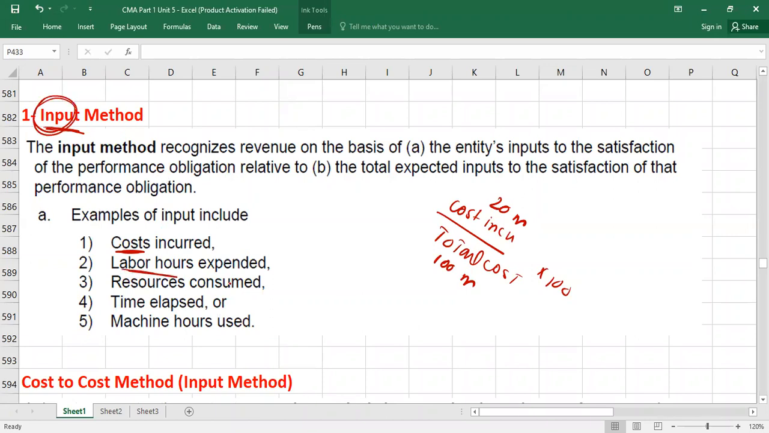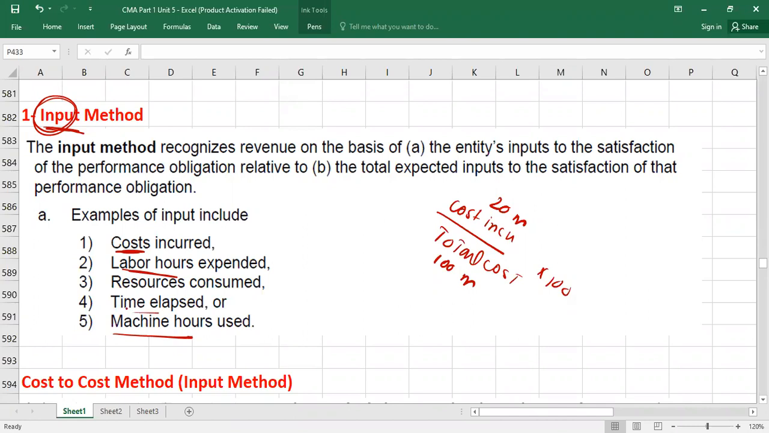The same percentage of completion can be calculated based on other inputs also. Other input could be labor hours. Maybe I have agreed a contract with you that I will work for you 100 hours or 1000 hours, and maybe in the first year I worked only 20 hours. Based on that, I can also calculate the percentage of completion, like 20 hours divided by 100 hours. I'm just assuming. Same here, you can also calculate it based on machine hours. Maybe I have agreed to work 1000 machine hours, but in the first year I worked only 300 machine hours. So I can calculate the percentage of completion: 300 machine hours divided by 1000 machine hours.